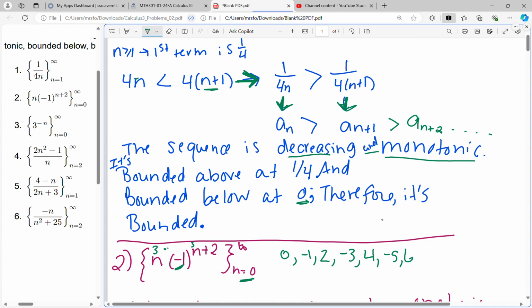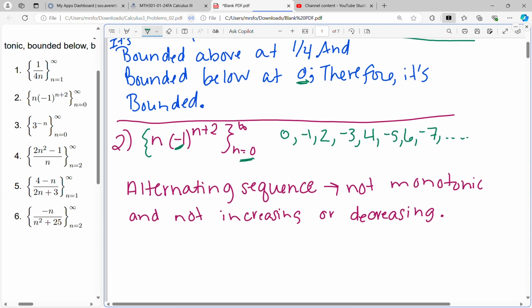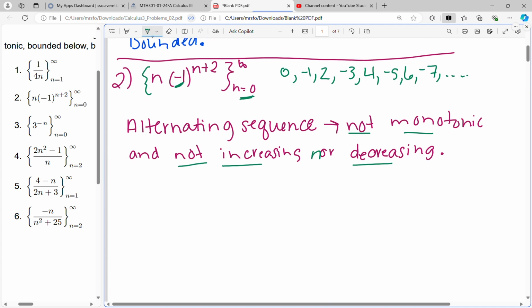And we can keep substituting in. It's going to keep doing this. It's going to keep alternating. And so that's something we note. It's very important because since it's alternating, it's not increasing or decreasing, which also means it is not monotonic. It's not increasing nor decreasing. Okay, so now we want to talk about whether or not it's bounded.